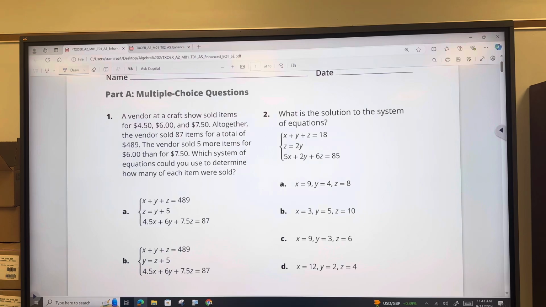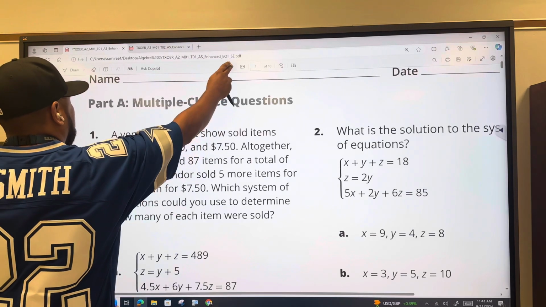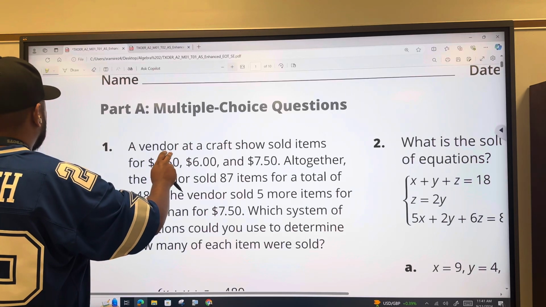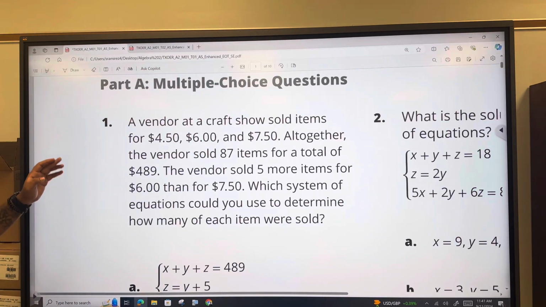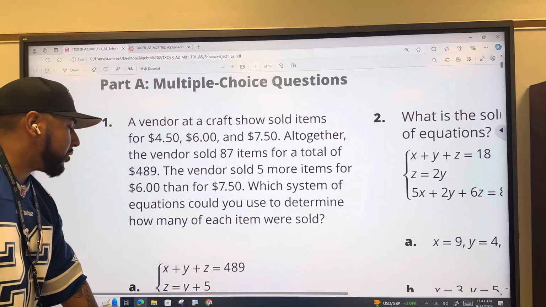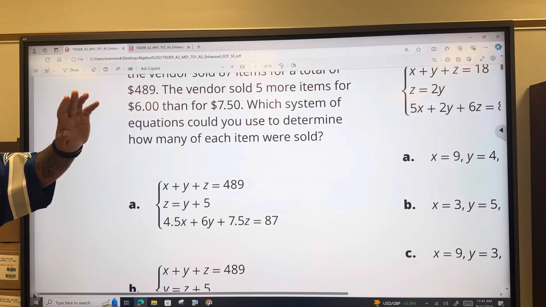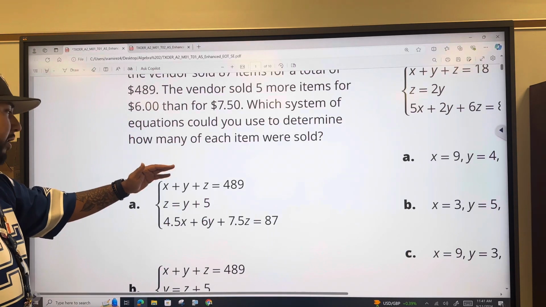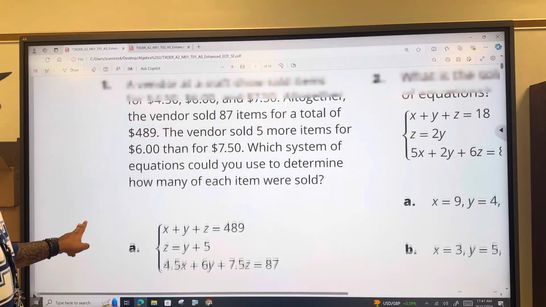Looking at number 1. Reading the statement to translate into 3 equations, that's the biggest thing. For this instance, it's pretty simple because it's already telling you what you're going to do, since we're using our strategies and looking at the answer choices.